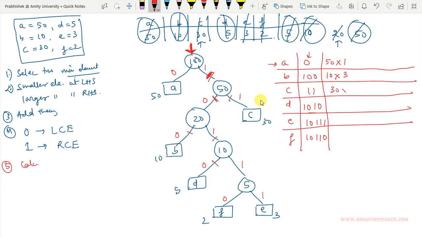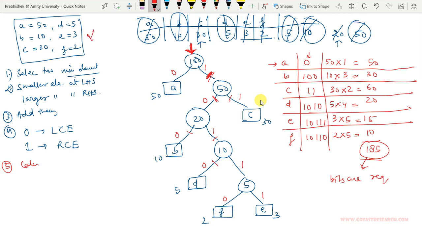What about C? It is 30 into 2. What about D? D is 5 into 4. Then E is 3 into 5, then F is 2 into 5. So now we will calculate all this. This will be 50, this will be 30, 60, 20, 15, 10. Calculate all, this will be 185. So 185 bits are required to represent this message.